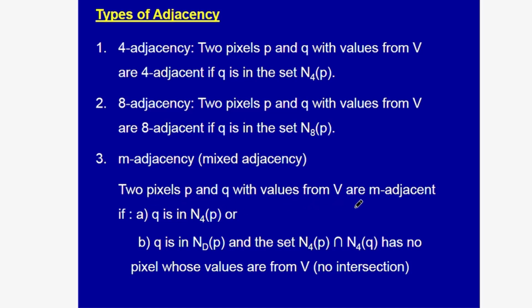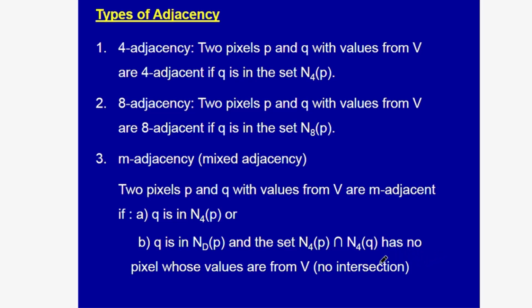Then if you go for M adjacency, called mixed adjacency, the definition is like this: 2 pixels P and Q with values from V are M adjacent if the first condition is Q is in N4 of P, or Q is in ND of P and the set N4 of P intersection N4 of Q has no pixel whose values are from V.